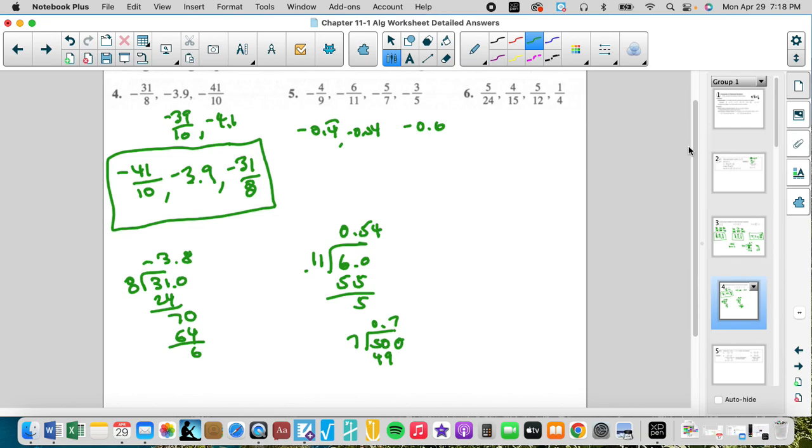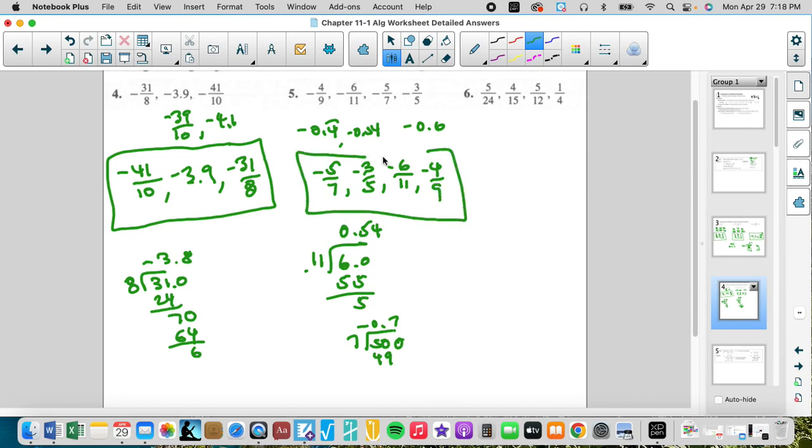So smallest is going to be negative 5/7. Then that's negative 0.7. Then we're going to have negative 3/5. Then we're going to have negative 6/11. And then we're going to have negative 4/9. Okay. It's an interesting way to do it, but that's okay. It works. Oh, I forgot about this little trick.